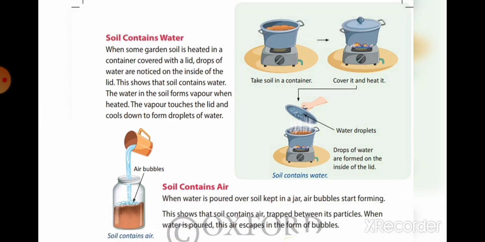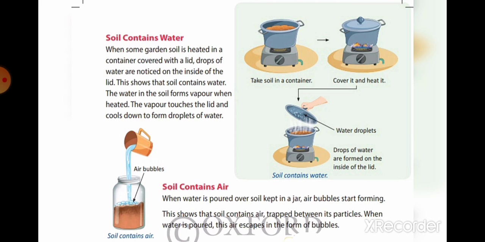So, let us have a look at this experiment. Soil contains even water. When some garden soil is heated in a container covered with a lid, drops of water are noticed on the inside of the lid. This shows that soil contains water. They are heating up the soil of a garden. When the soil is heated, vapor comes up onto the lid. Later when it is cooled down, it turns into droplets.